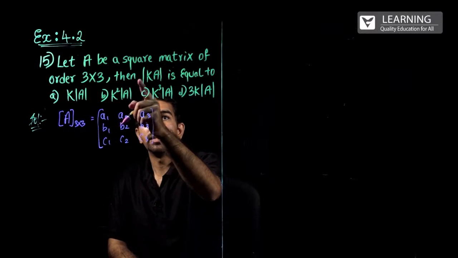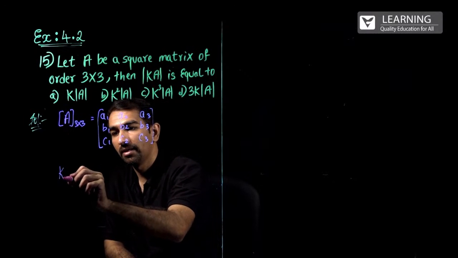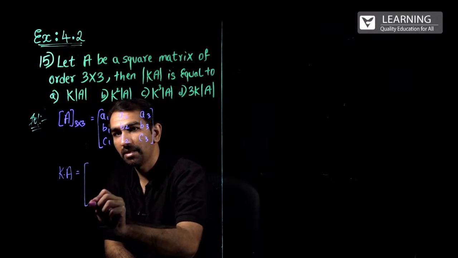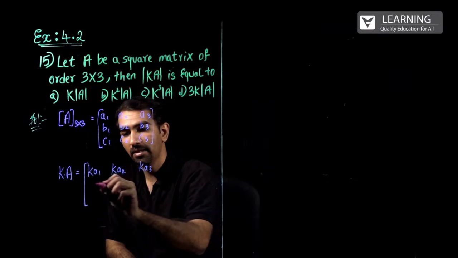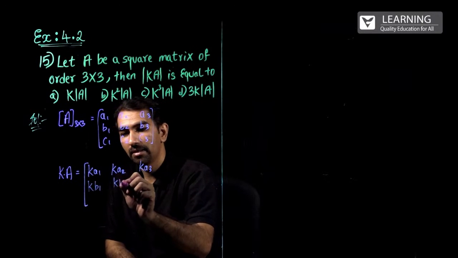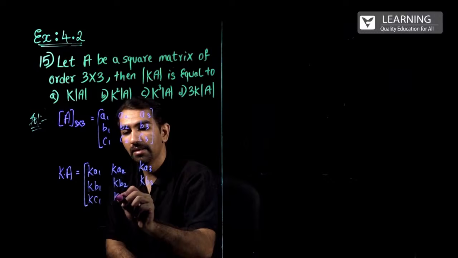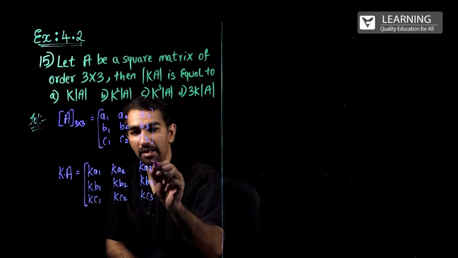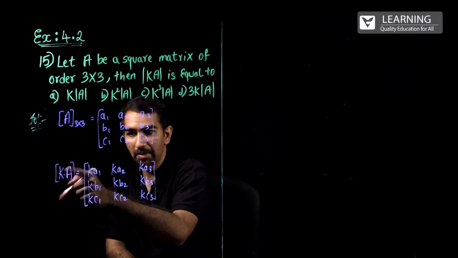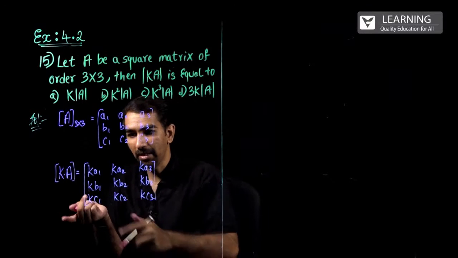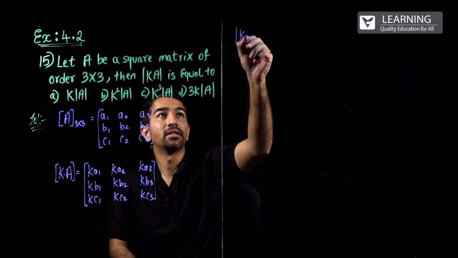Of order 3 cross 3, then determinant of K into A. So K into A means what will happen? So this is only A, right? Now we'll write K into A. This can be written as KA1, KA2, KA3, KB1, KB2, KB3, KC1, KC2 and KC3. So this is matrix K into A, scalar multiplication of matrix. Now what will happen? Determinant of K into A, right?